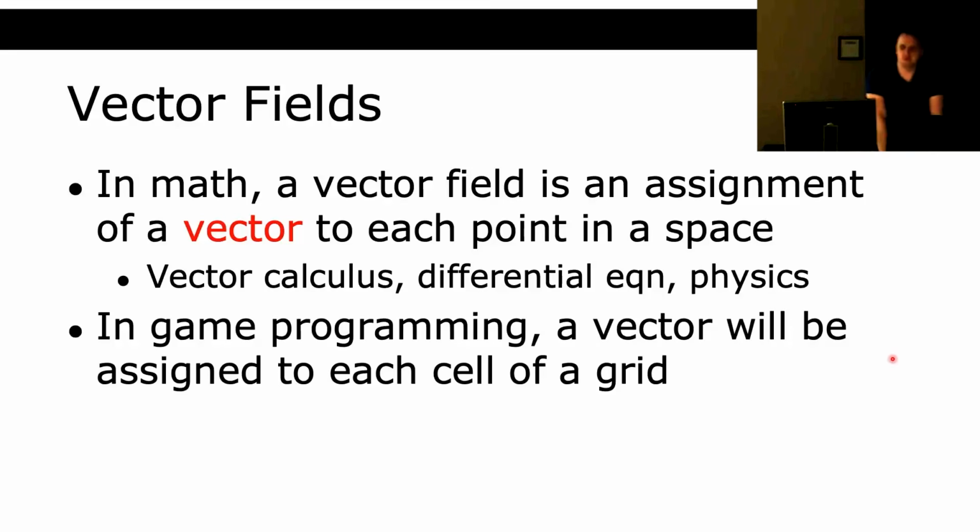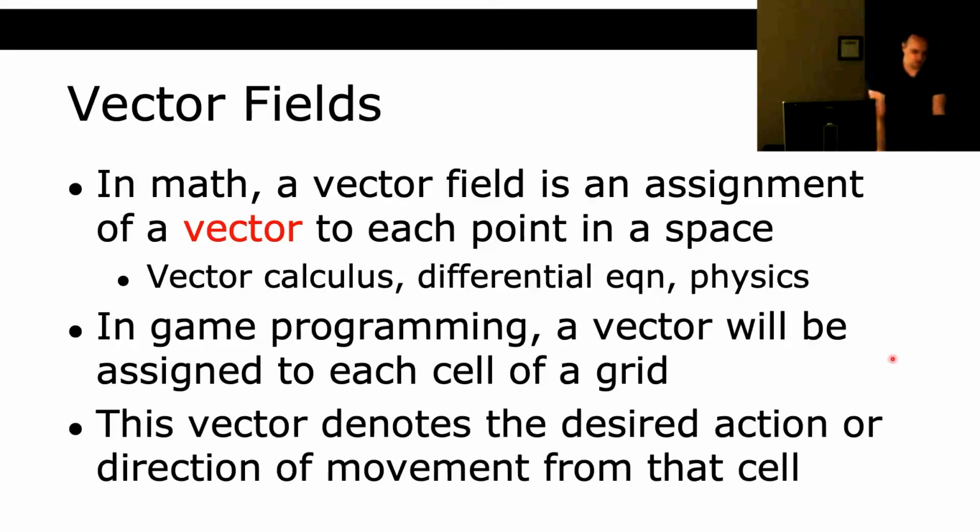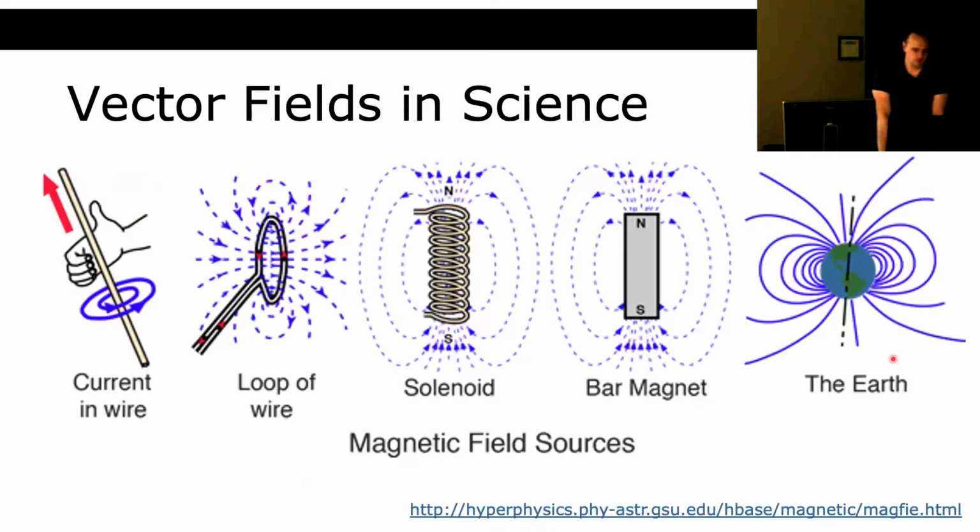In game programming, essentially we're taking our grid and putting a little line in each cell of the grid. Where that line points represents that we should do some action if we're at this cell in the grid. This vector denotes the desired action or direction of movement from that cell. There are lots of different vector fields in different parts of science. I'm sure you've all seen experiments with magnetism where they lay a magnet down on some iron filings, and the iron filings take on these directions, or the Earth's magnetic poles. They all form a vector grid.